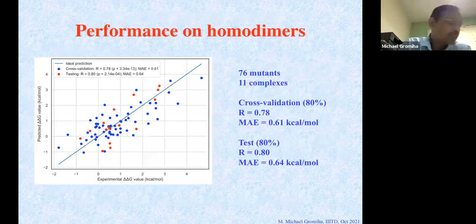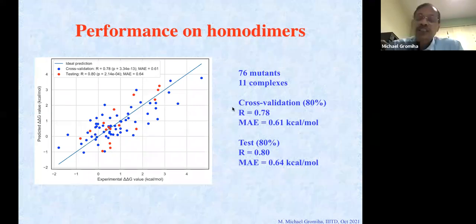Now one of the reviewers asked about the homodimers, what will happen if you predict these homodimers. So then we did the analysis. Interestingly, our method performed better on homodimers than heterodimers. You can see the R is 0.78, MAE is less, that is 0.61 kcal per mole, for the case of the 76 mutations in 11 complexes.